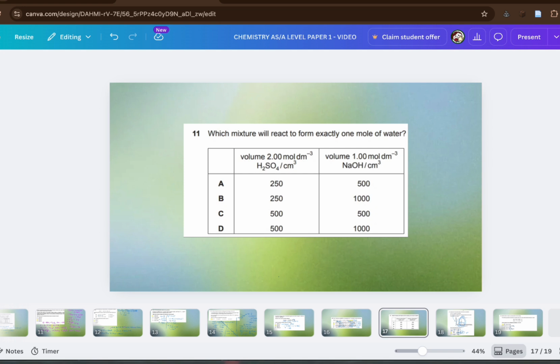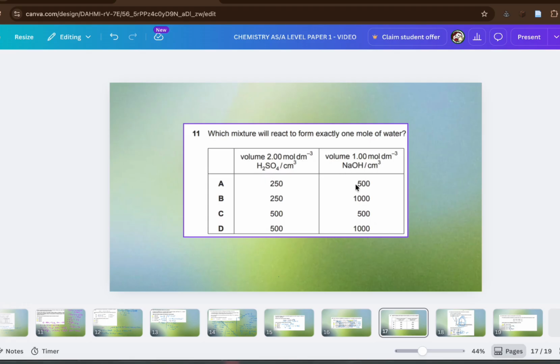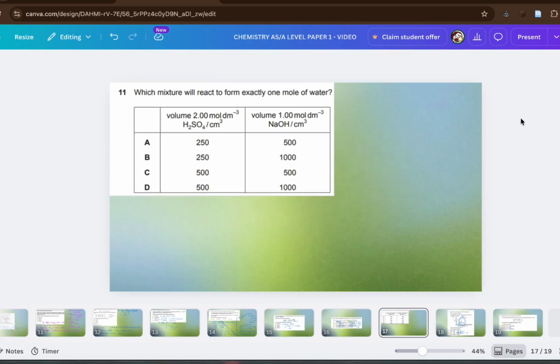Okay, we're now in the third final question. Which mixture will react to form exactly 1 mole of water? Here we're given the volumes of the particles with their volumes. We have to find which will result in 1 mole of water. To find this, we have to calculate the moles. By the way, we will just go straight to the answer, which is B.